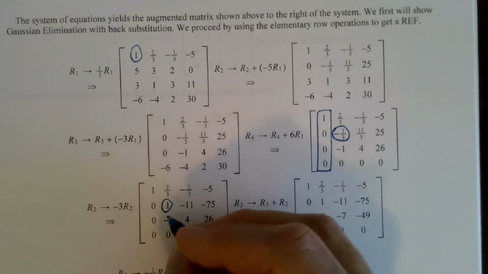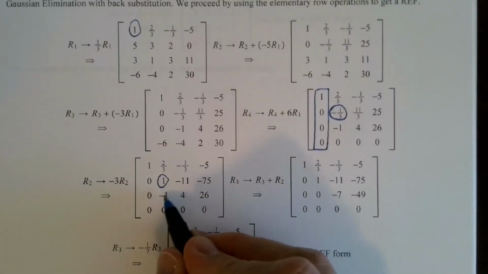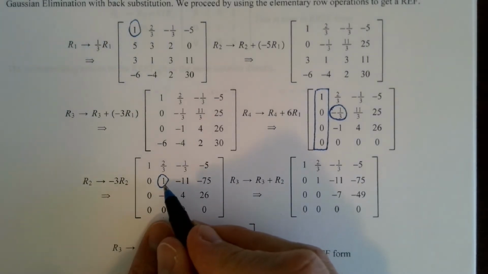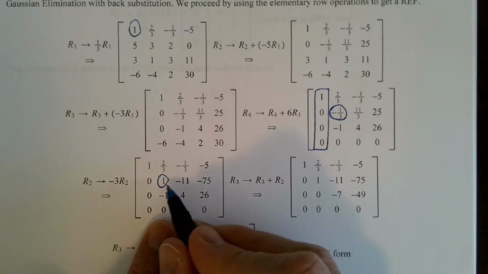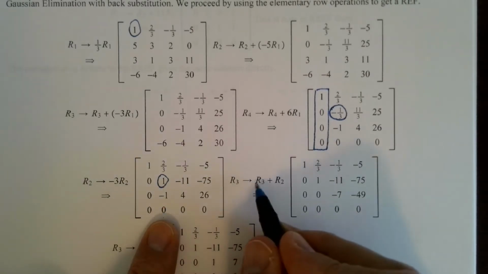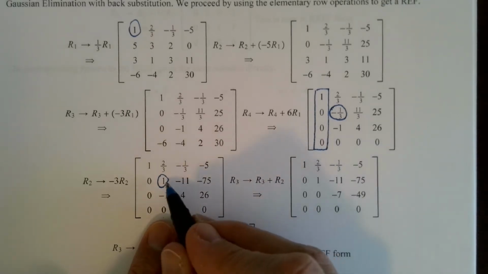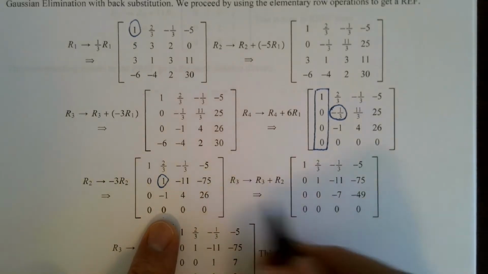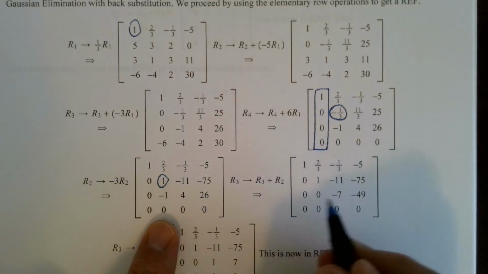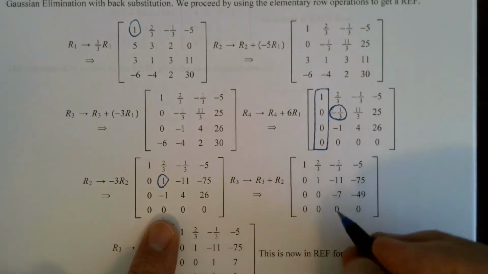Now what do I do? I get zeros underneath it. I've already got a 0 here, so I just need to get this to be a 0. Now my pivot 1 is in the second row. So I'm going to take row 3, and I'm going to add 1 times row 2 to it. So I'm just going to take row 3 and add row 2 to it. Right? So -1 plus 1 gives me what? 0. 4 plus -11 gives me -7. 26 plus -75 gives me -49. Right? And that gives me my 0, right?